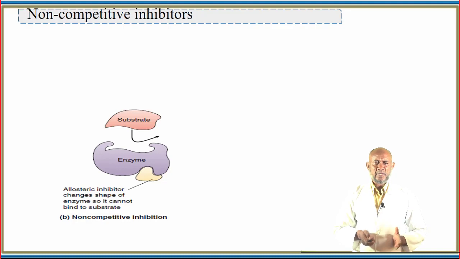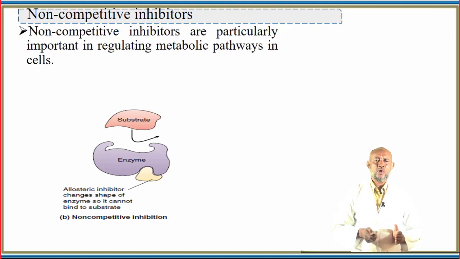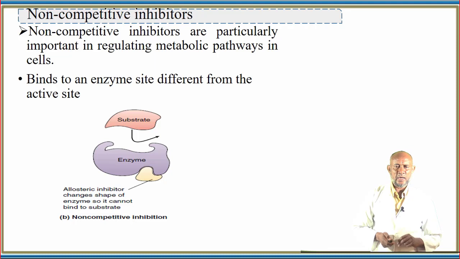The non-competitive inhibitors are particularly important in regulating metabolic pathways in the cell. When you see the diagram, there is an enzyme, there is a substrate, but the allosteric inhibitor changes the shape of the enzyme, so it cannot bind to the substrate. The substrate cannot get into that deformed active site. That is what you call the non-competitive inhibitor.